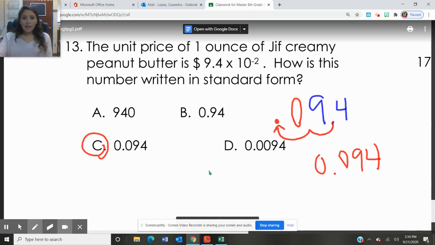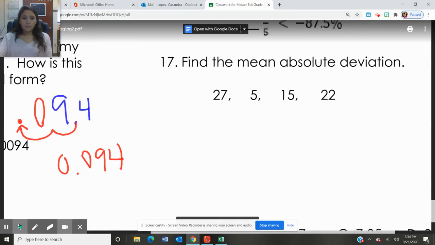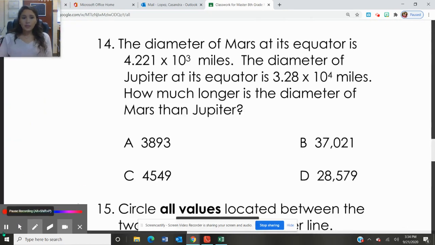Okay, let's take a look at number 14. Okay, so it says the diameter of Mars at its equator is 4.221 times 10 to the third mile. The diameter of Jupiter at its equator is 3.28 times 10 to the fourth mile. How much longer is the diameter of Mars than Jupiter?